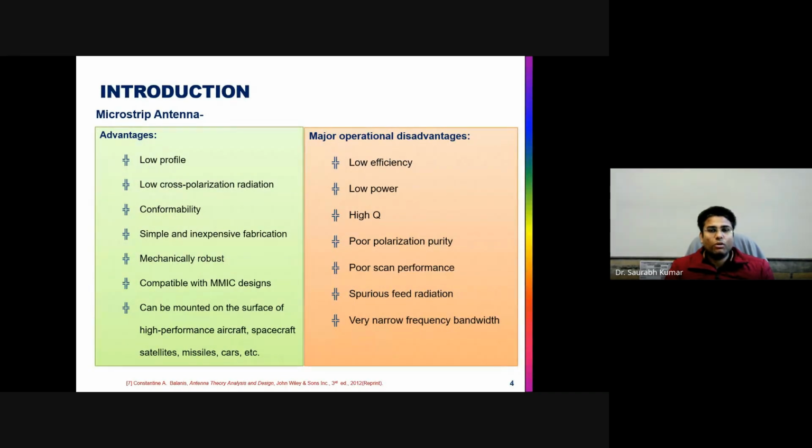The polarization for which it is meant to radiate is not that pure as compared to the other one. And then scan performance is also less. And depending on the feed, different spurious radiation from the feed can come. Like if you are having the microstrip or if the substrate thickness is high, then you can have feed radiation coming from the inner probe of the coaxial feed, and the narrow bandwidth will be the issue for this planar antenna.